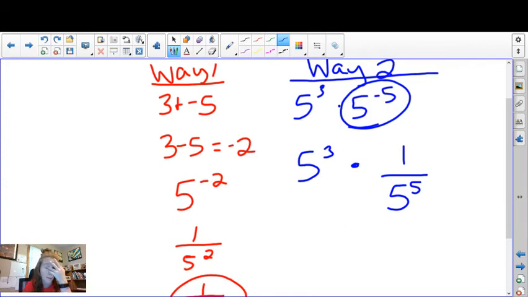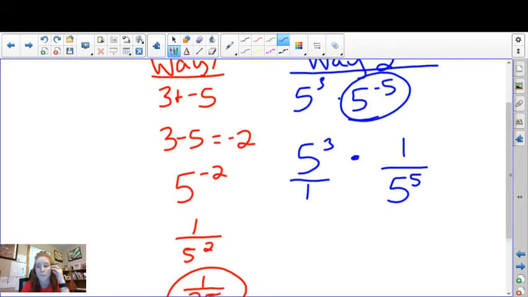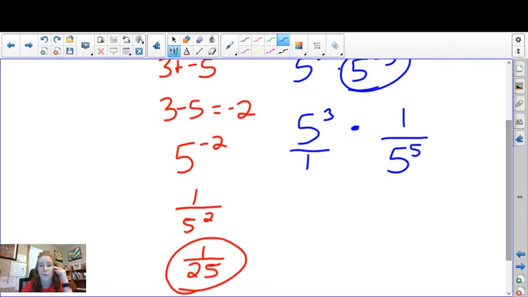And you're probably asking why I wrote that so large. Well, part of it is I'm going to pretend that there's an invisible 1 on the bottom because I know 5 to the 3rd divided by 1 is just 5 to the 3rd. I have not changed the problem. But now I've gotten it so I can multiply fractions. 5/1 is still 5, but now I have a top and a bottom as well.